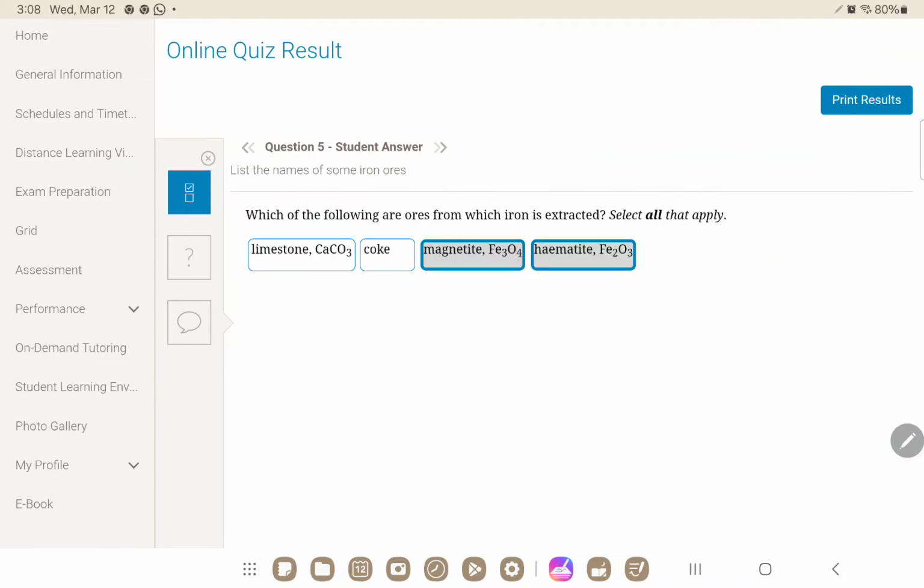Okay, so which of the following are ores where iron is extracted from? Either magnetite or hematite. These are the only two ores that you can find iron from. Moving on.